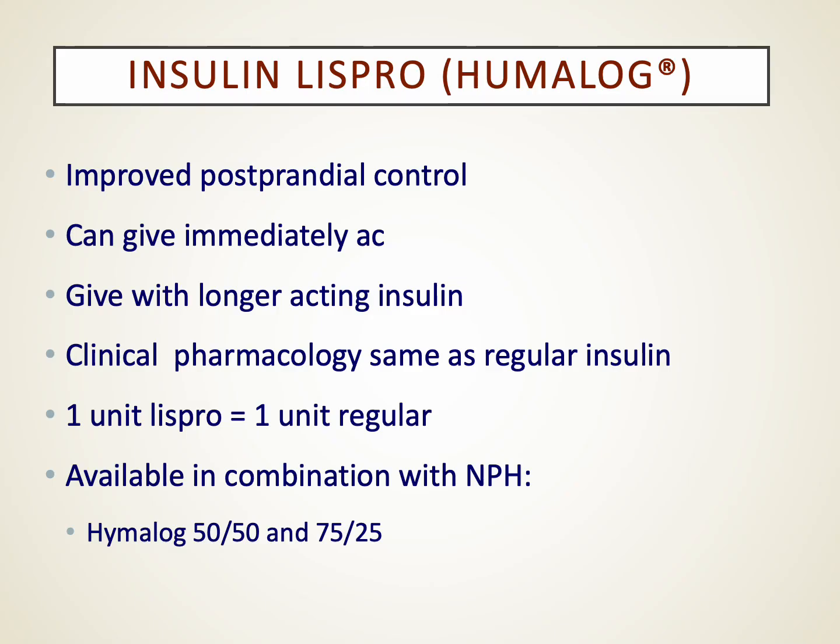So probably one of the most common, very short-acting insulins is Lispro insulin, brand name of Humalog. And it can be given immediately with a meal or right before a meal. And it can also be given or mixed with longer-acting insulins, depending on what the protocol is. And a unit of insulin is a unit of insulin, pretty much.